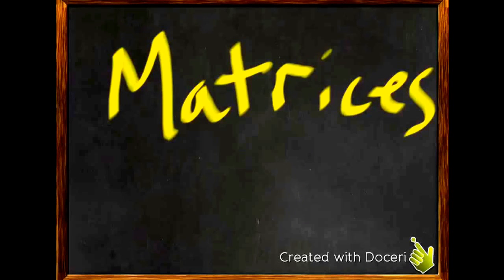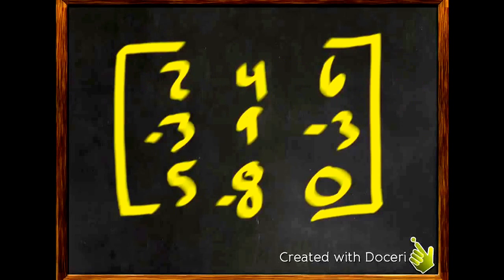Matrices. A matrix is basically a table. So here we have a table: 2, 4, 6, -3, 9, -3, 5, -8, 0. Like in any table, the row represents something and the column represents something. So the row may be, let's say, this is point 1, this is point 2, this is point 3, and the columns may be something like this is the x value, this is the y value, and this is the z value. The matrix, the column and row could mean anything.